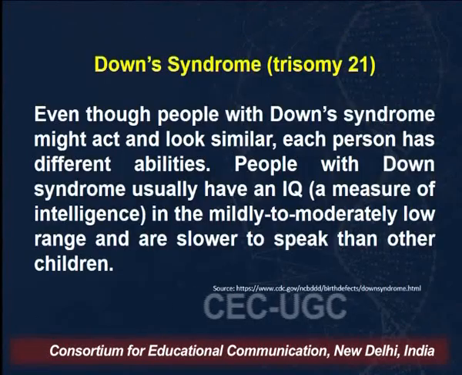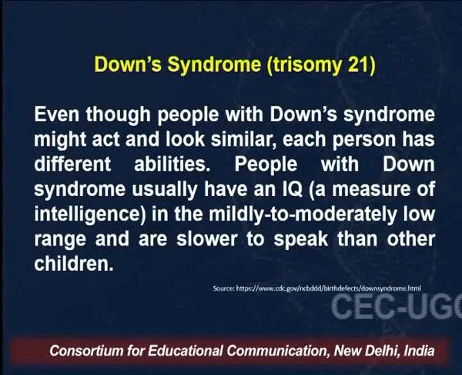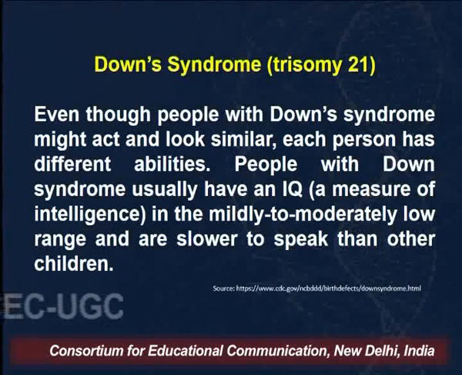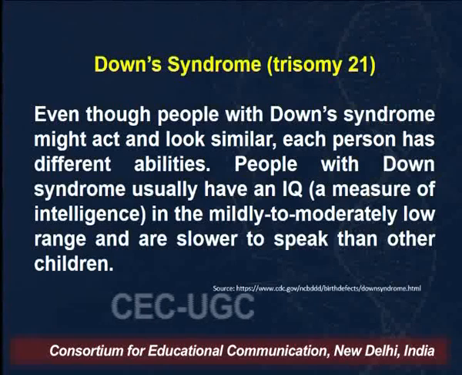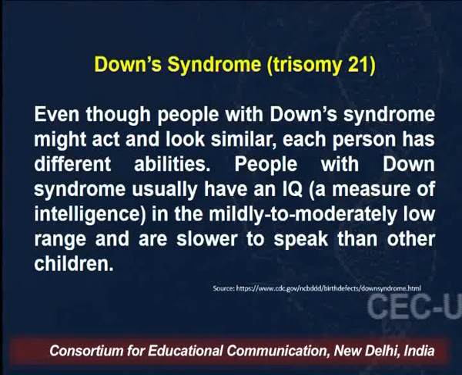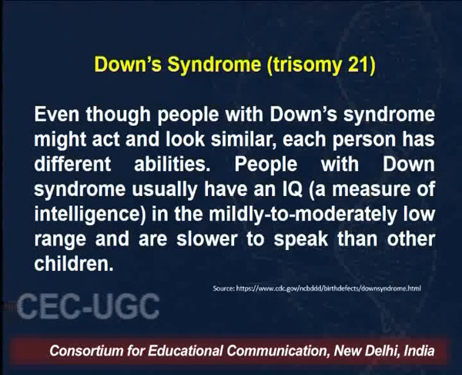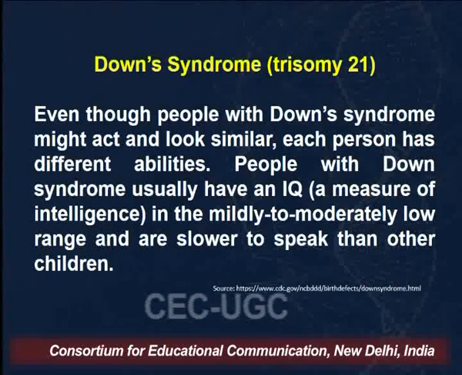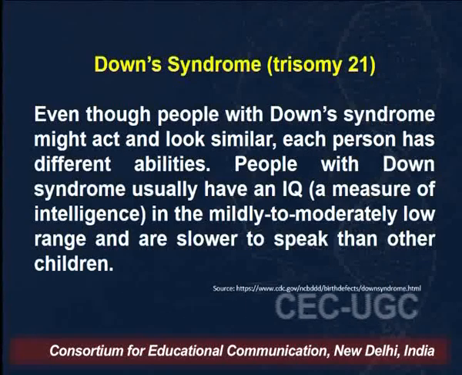Now in Down syndrome, the child may look similar to other affected persons, but there are various different abilities. A person with Down syndrome usually has an IQ, which is a measure of intelligence, that is mildly to moderately low, and the child or person also suffers from speaking problems, being slower to speak than the average child.